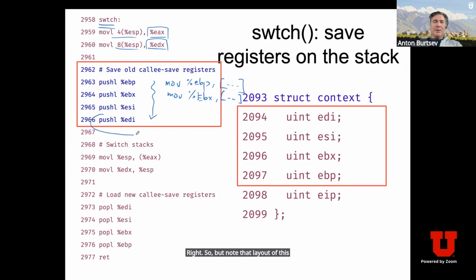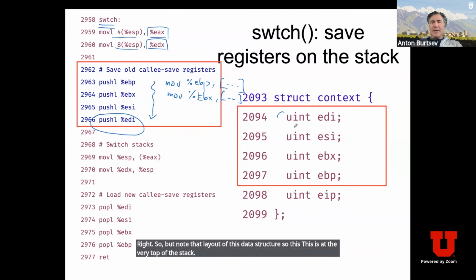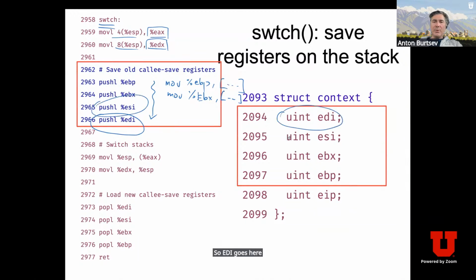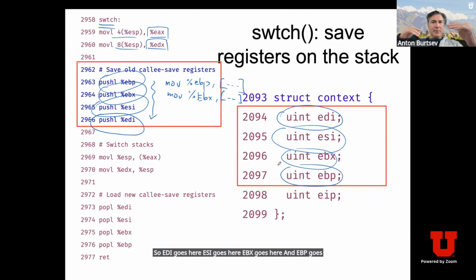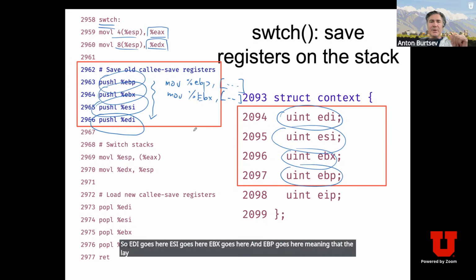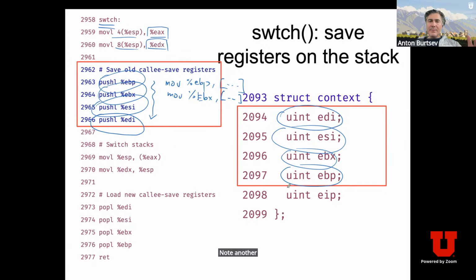But note the layout of this data structure. So this is at the very top of the stack. So EDI goes here, ESI goes here, EBX goes here, and EBP goes here, meaning that the layout of the context data structure matches the order in which we save the registers. Note another thing here, that this field, instruction pointer, is never saved explicitly.